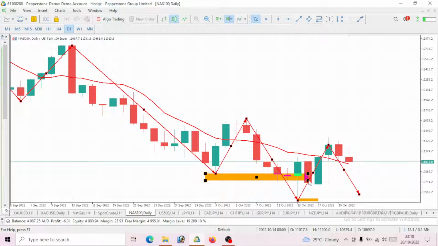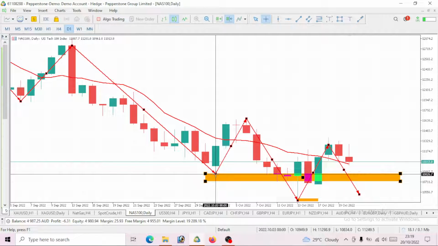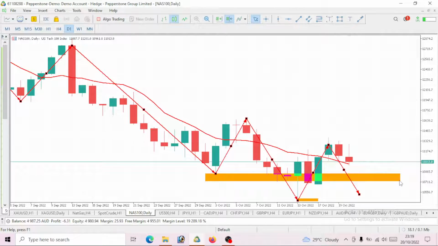So at least we would want to see this price actually drop to at least this level here, which is a level of 10,826. Currently we are trading at a level of 11,013 on Nasdaq 100. Let's see it drop to a level of about 10,826 on our Nasdaq 100. So Nasdaq 100 on a daily time frame is still on a bearish move, right?